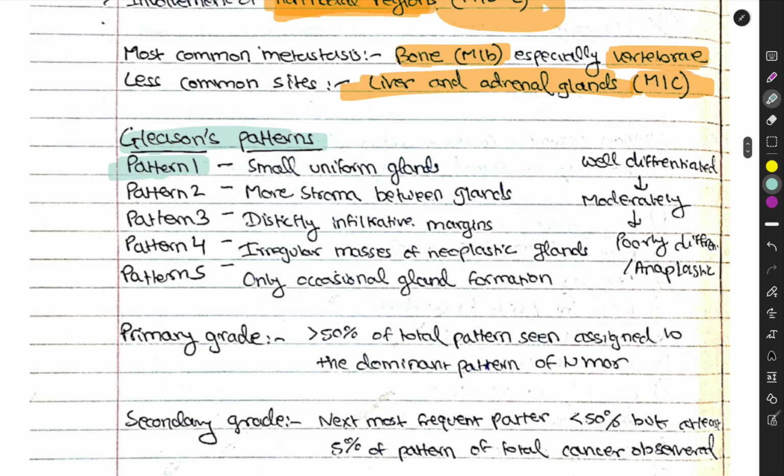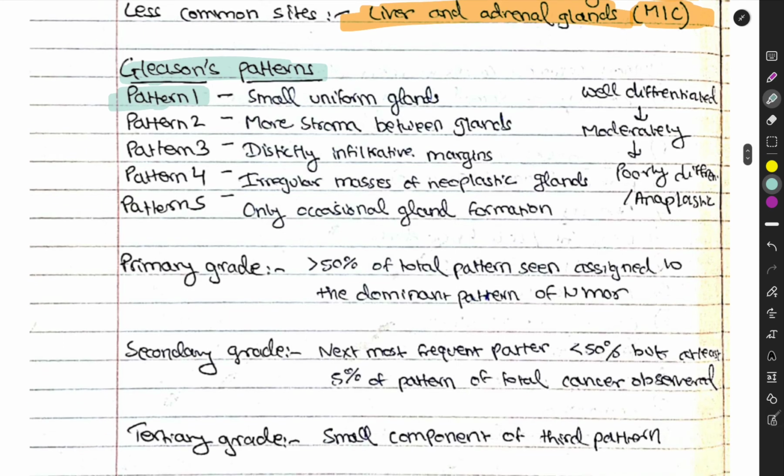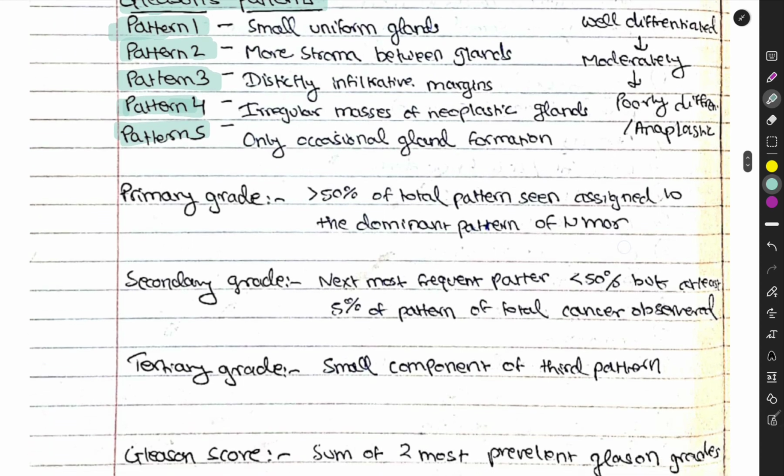Now Gleason's pattern; the score we will come to later. Pattern 1 is small uniform glands. If you see small uniform glands, then it's pattern 1. Pattern 2 has more stroma between the glands, more non-glandular tissue. By pattern 3, it gets really infiltrated. Pattern 4 will have irregular masses of neoplastic glands. Pattern 5 has only occasional gland formation.